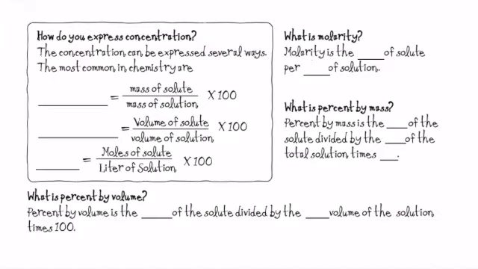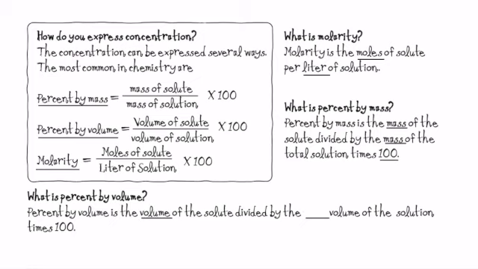How do you express concentration? The concentration can be expressed several ways. The most common in chemistry are percent by mass, percent by volume, and molarity. What is molarity? Molarity is the moles of solute per liter of solution. What is percent by mass? Percent by mass is the mass of the solute divided by the mass of the total solution times 100. What is percent by volume? Percent by volume is the volume of the solute divided by the total volume of the solution times 100.